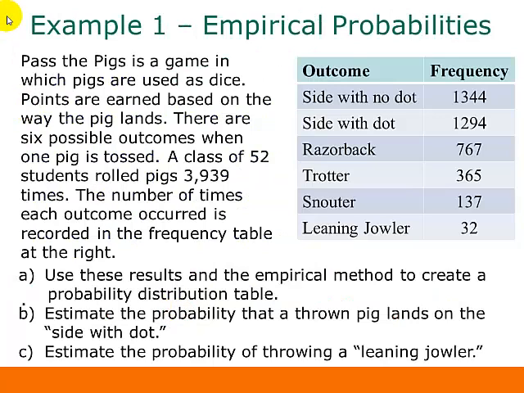Here's an example. Pass the Pigs is a game in which pigs are used as dice. Points are earned based on the way the pig lands. There are 6 possible outcomes when one pig is tossed. A class of 52 students rolled pigs 3,939 times. The number of times each outcome occurred is recorded in this frequency table. Our problems are: A, use these results and the empirical method to create a probability distribution table. B, estimate the probability that a thrown pig lands on the side with dot. And C, estimate the probability of throwing a leaning jowler.